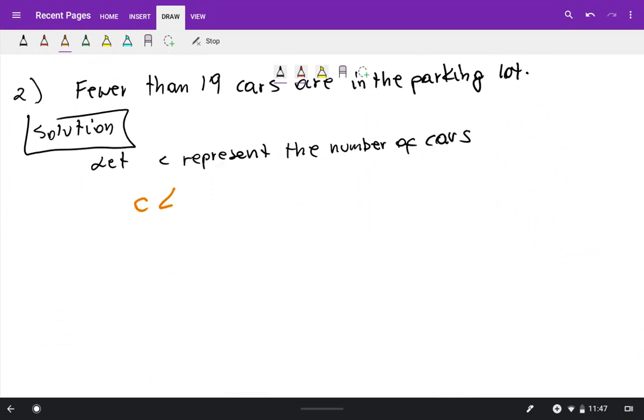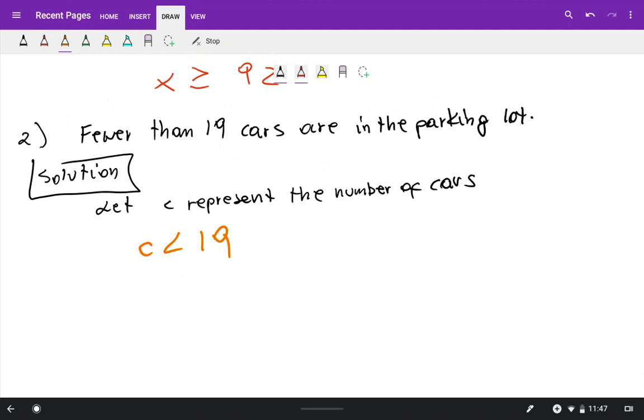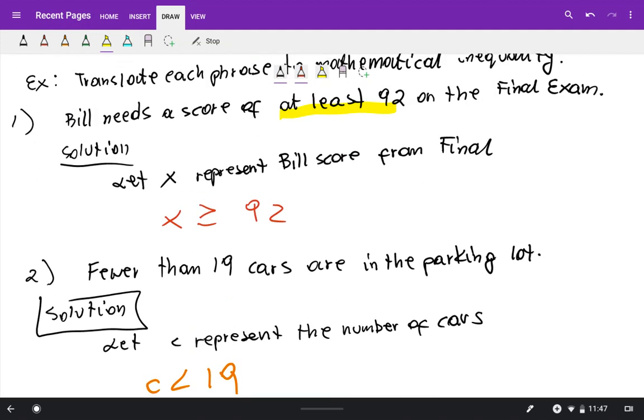I forgot about this one. Fewer means less than. Okay, so you guys can add that. That means less than. Just less than, sorry.